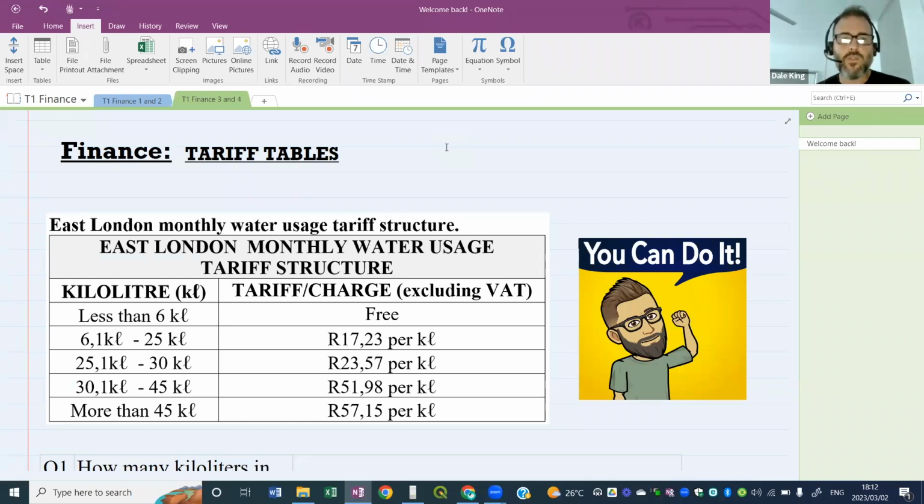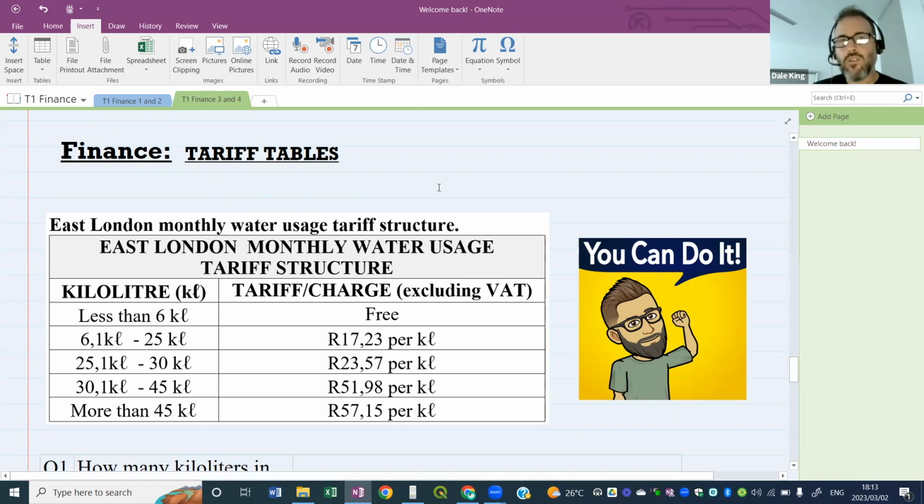So this tariff table is very similar to that. It's different costs based on different brackets of usage. Okay. So we've got an example here of a water usage tariff table. And if you go to the website of the municipality that you're in, like eThekwini or Tshwane or Cape Town, they should all have something similar to this on their website. So this one comes from East London. It's quite an old one. The newer ones obviously have the cost a little bit higher now. But this comes from the municipality's website.